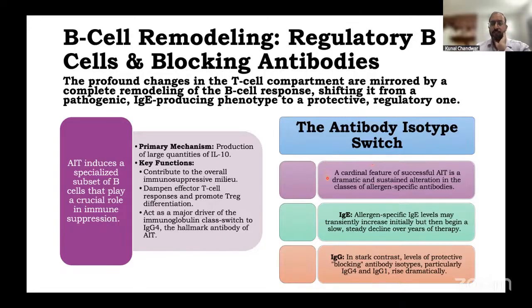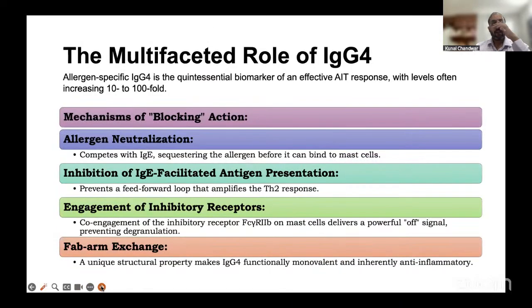How do you test whether your allergen immunotherapy is getting successful? You see if the allergen specific IgE is reducing with time, steadily declining, and whether your IgG4 antibodies or IgG1 antibodies are rising with time. So in here, IgG4 has a very important role. The allergen specific IgG4 is often a quintessential biomarker of effective allergen immunotherapy, and it has multiple effects.